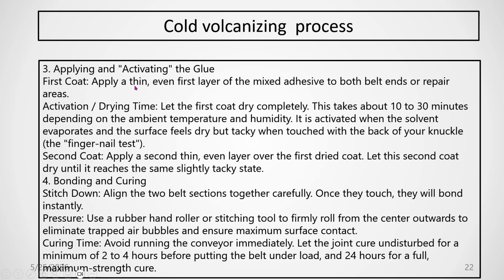First coat: apply a thin, even, very fast layer of mixed adhesive to both belt ends or repair areas. Then let the first coat dry completely. It takes about 10 to 30 minutes depending upon the ambient temperature and humidity. It is activated when the solvent evaporates and the surface feels dry but tacky. Tacky means some softness will be there.